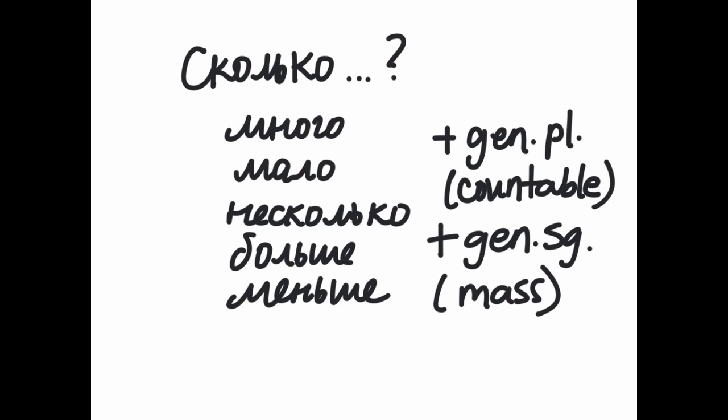When we ask сколько, how much of something? Or when we want to say we have a lot of something, много. Мало, a little of something. Несколько, a few. Больше, more. Меньше, less. These are considered quantity words, and after them we're going to use the genitive case. We'll use the genitive plural if the thing is considered to be countable, and genitive singular if the thing is considered to be uncountable, or mass, like sugar or potatoes.